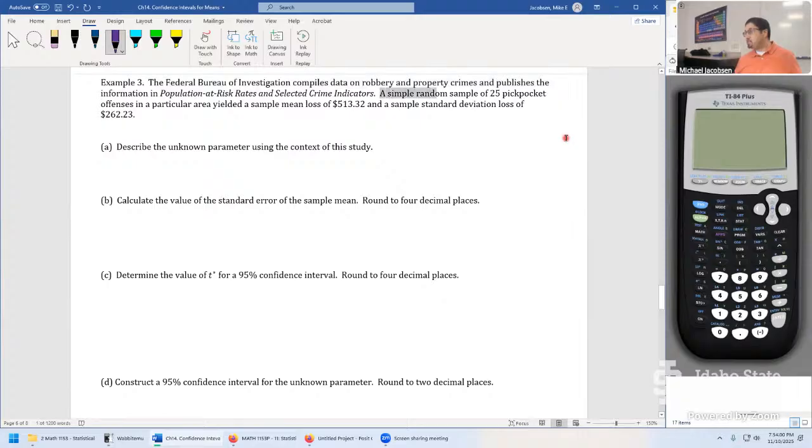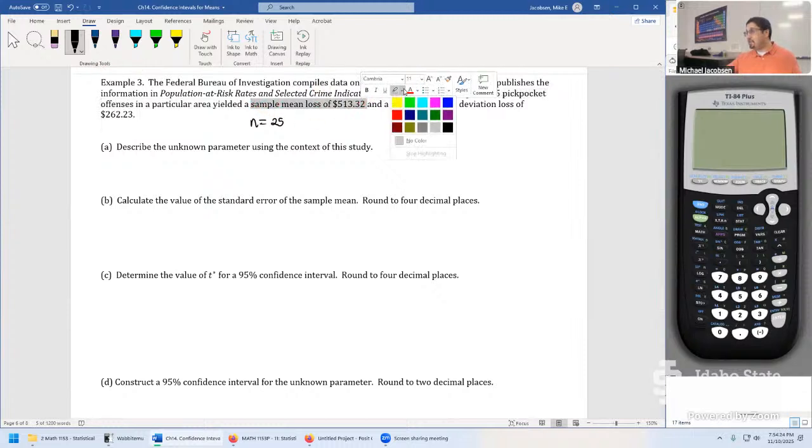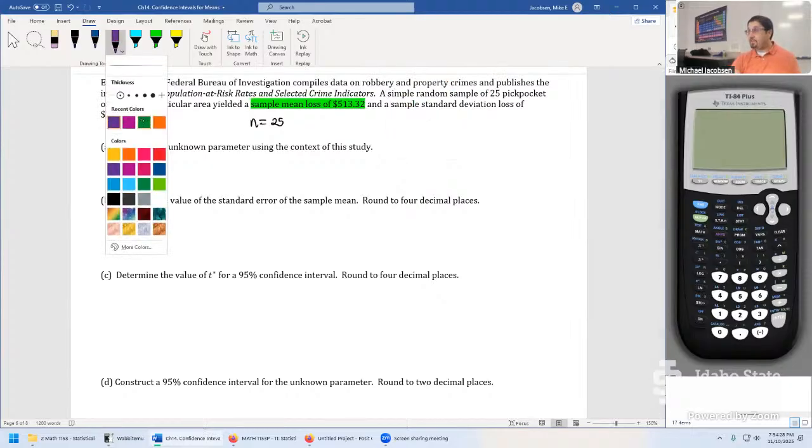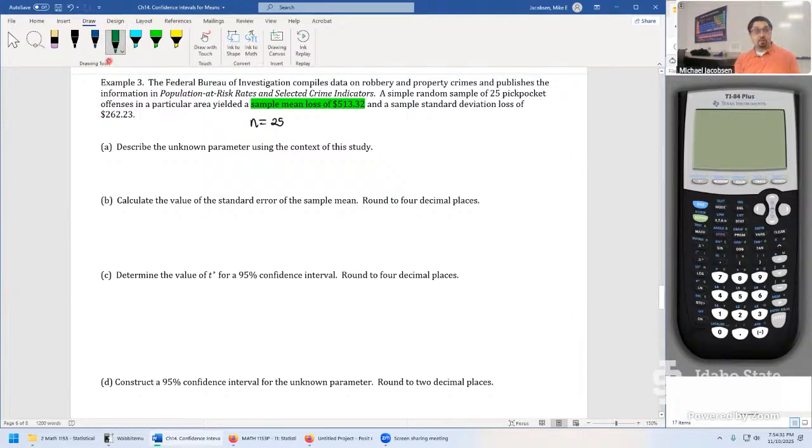It says a simple random sample of 25 pickpocket offenses. Well, that already gave us a sample size, so we should write that down to start us off. So 25 randomly selected pickpocket offenses in a particular area yielded a sample mean loss of $513.32. But because they said sample mean, that's the next element we need. They gave us the y bar value. These are things that we have to pick out in context as we read them.